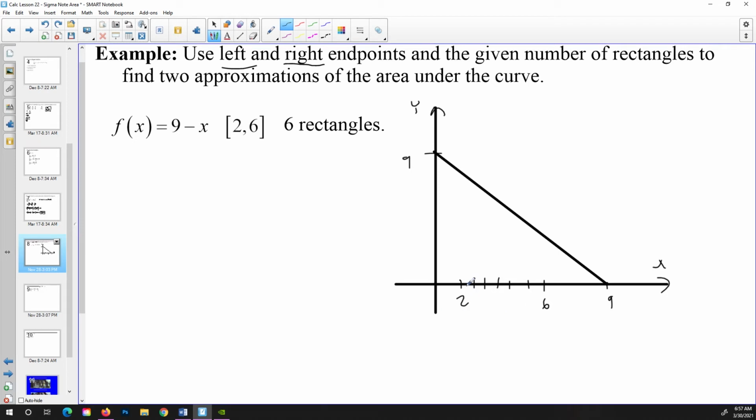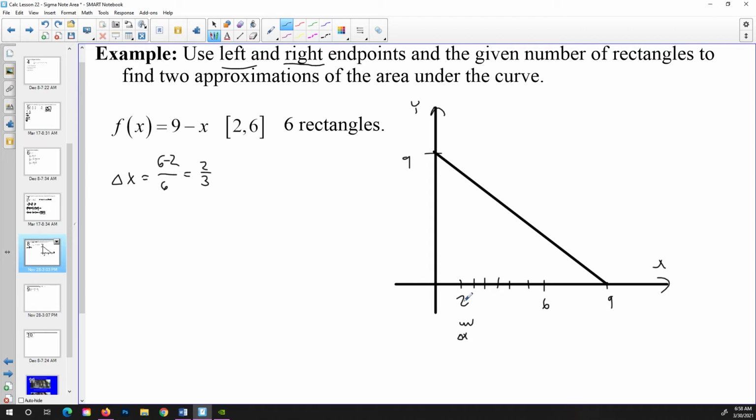I've got to figure out how far each of these are. So our delta x in this particular instance, our change in x in each one of these, is going to be 6 minus 2, the difference here, divided by the number of rectangles, 6. All right, so our width is going to be 2/3. So each of these is going to be 2/3 long.